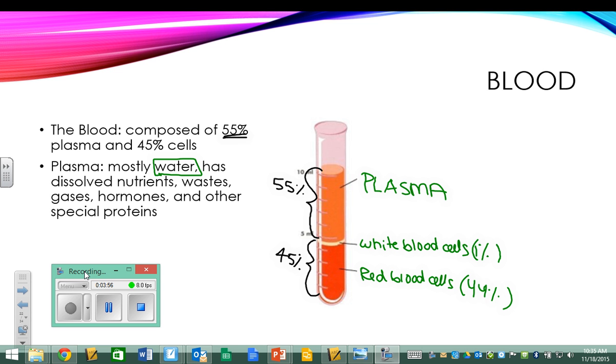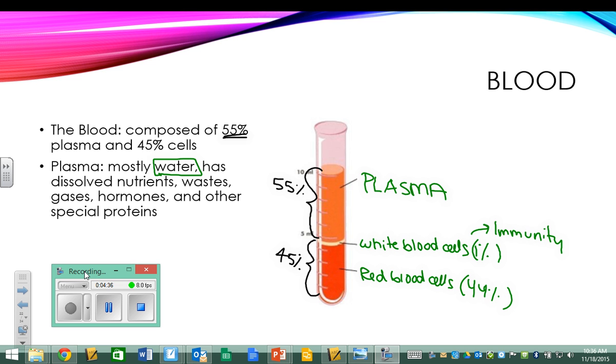Now that's what it looks like normally. There are conditions where a person doesn't have this proportion. For example, if a person had an infection, their white blood cells would take up more of the space. If a person had, say, anemia, which is where you have less iron and thus less red blood cells, their red blood cells might take up a smaller portion of it. So this is the average amount. If those amounts change, then whatever is being transported by that portion of the blood is also going to be affected. So I'm just going to put a little note here because we'll talk about it.